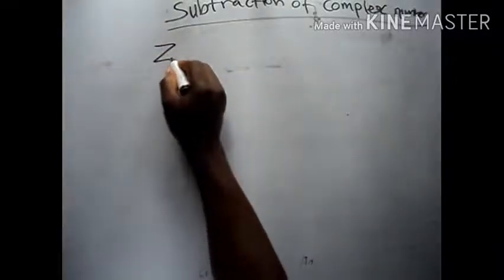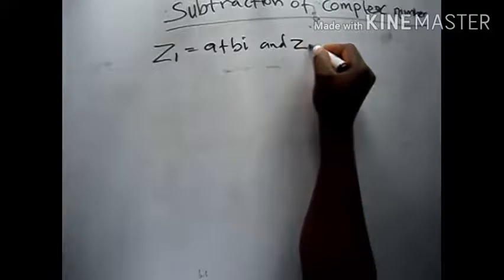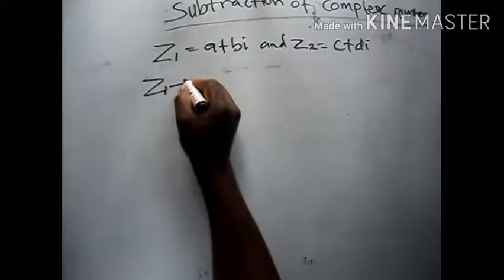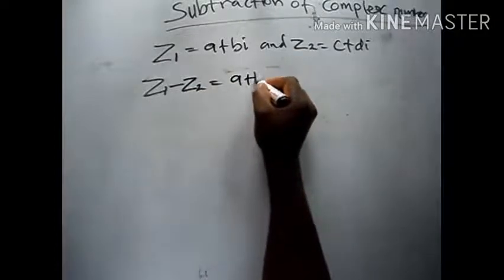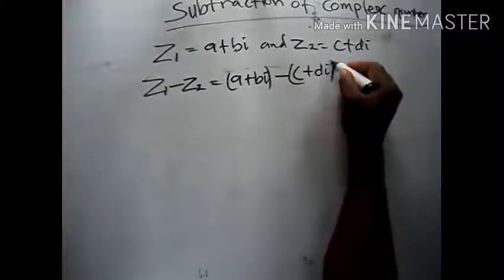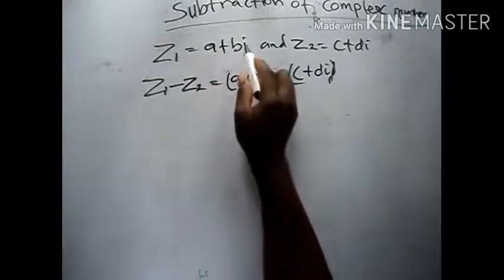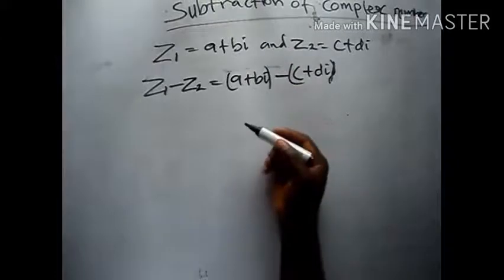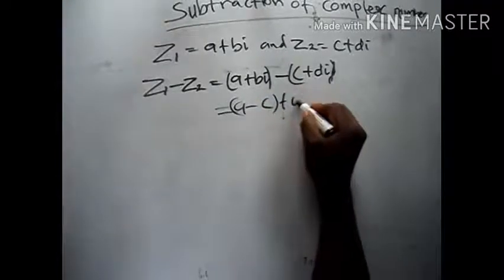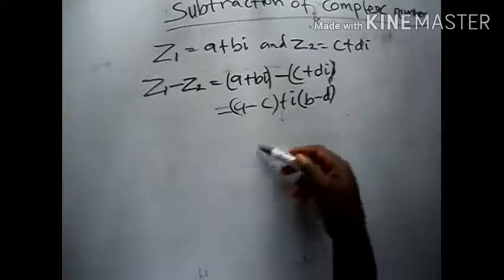So like we have z1 equal to a plus bi, and z2 equal to c plus di. If we are to subtract this, z1 minus z2, we'll have a plus bi minus (c plus di). So we'll have the real part, which is this. I told you in the last video that a is the real part and bi is the imaginary part of this complex number. So we have (a minus c) plus i(b minus d). So this is how you get it. So you put your figures in, then you get your answer.